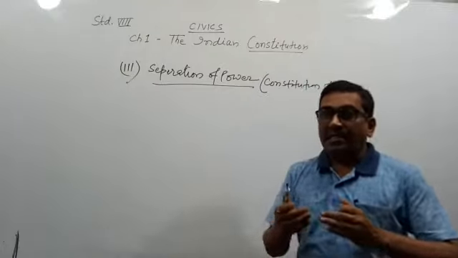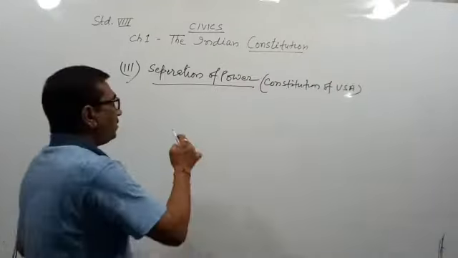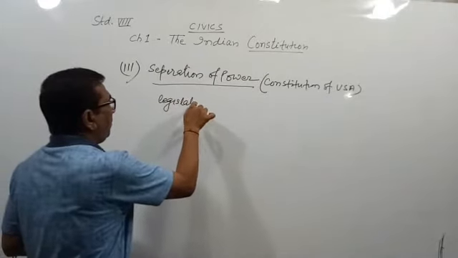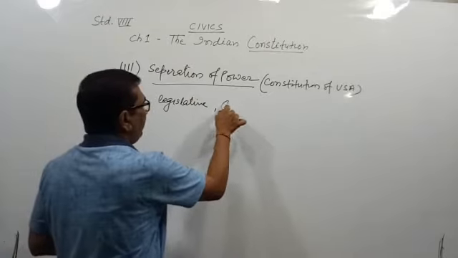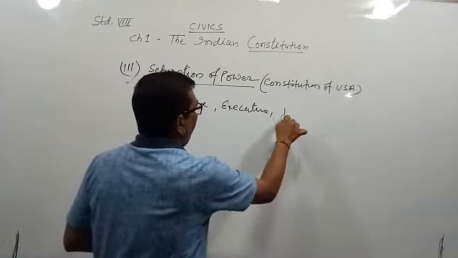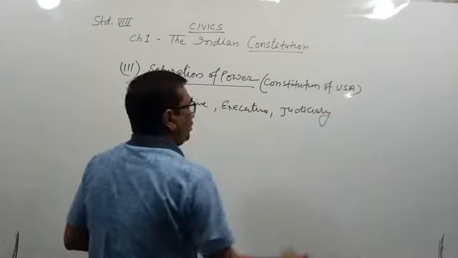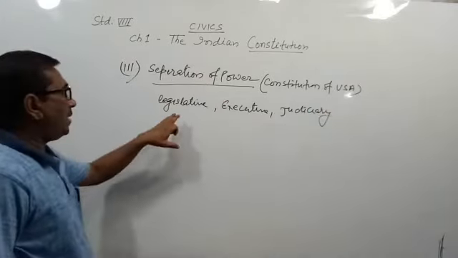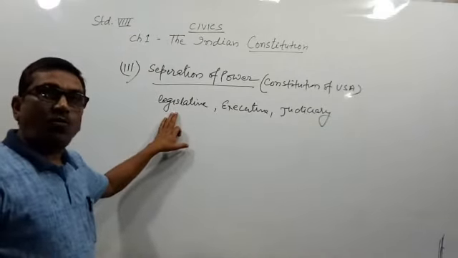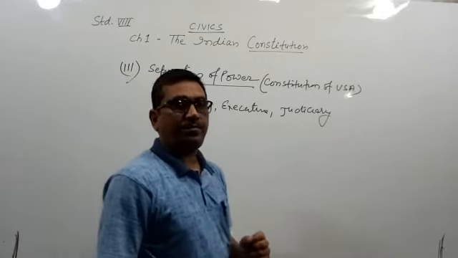Our government has three groups, organs of the government: legislative, executive and judiciary. Legislative has elected members whose main duty is to frame the laws.